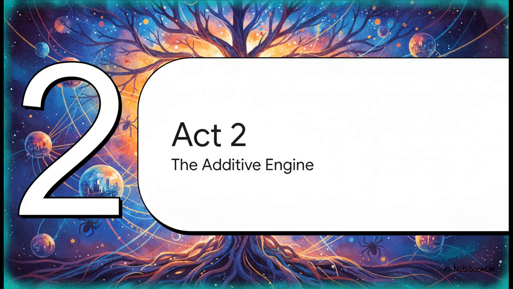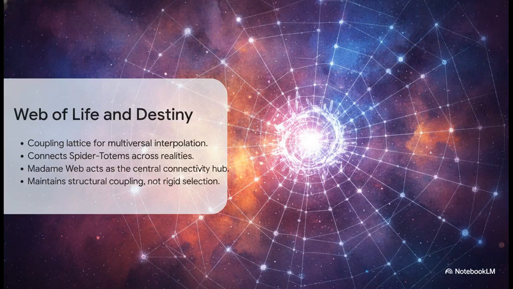So with all these infinite realities suddenly blooming, how do these independent branches actually interact without just violently crashing into one another? Well, within the branches of the tree, a great web vibrates. This is the web of life and destiny. In our systems architecture framework, the web functions as a coupling lattice for multiversal interpolation. It fundamentally connects spider totems across all these different realities. Essentially, every spider person is running the exact same underlying character configuration, just vibrating at a different frequency and existing in a different substrate.